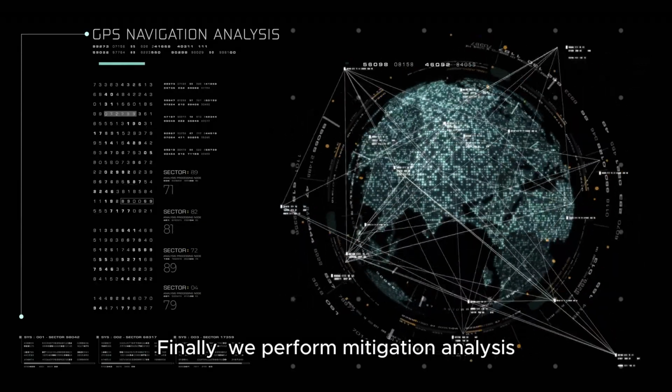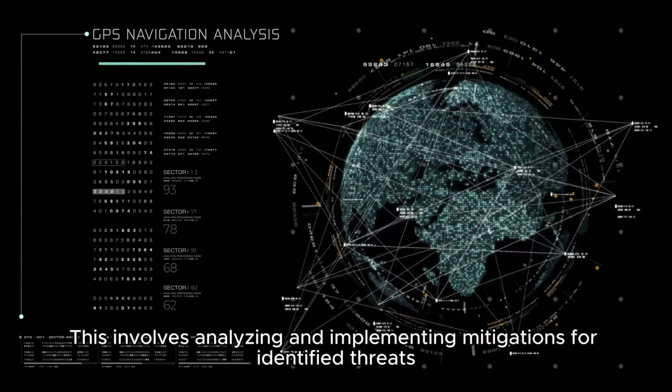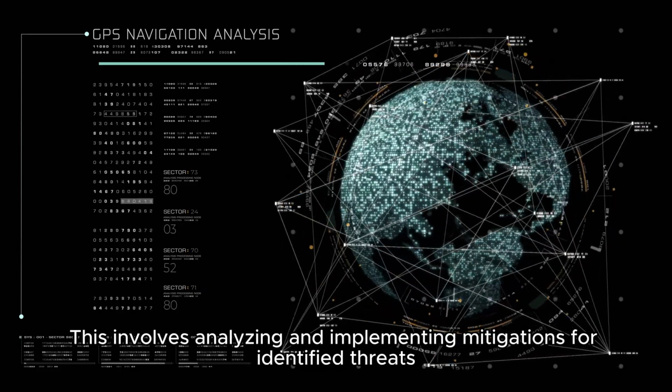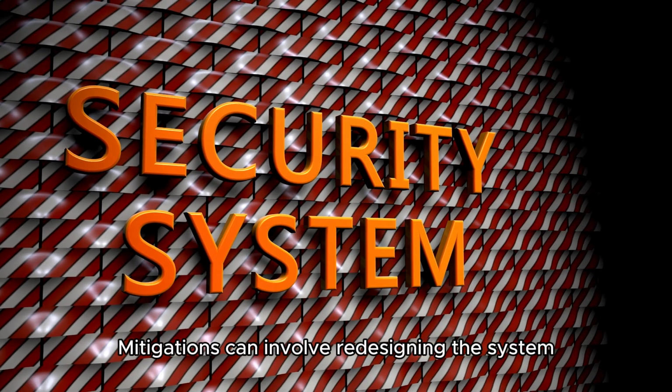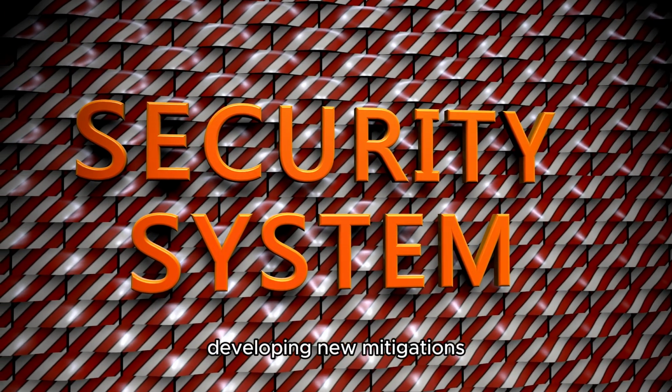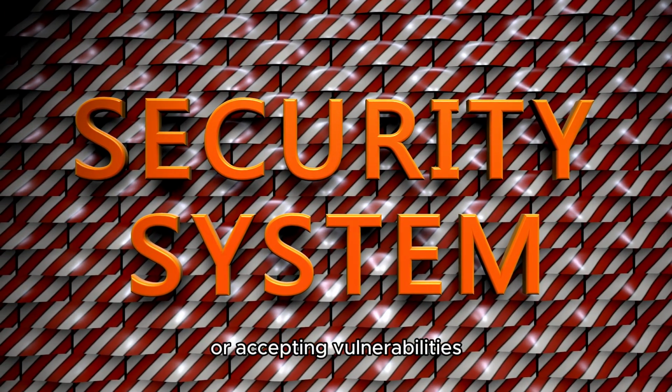Finally, we perform mitigation analysis. This involves analyzing and implementing mitigations for identified threats. Mitigations can involve redesigning the system, applying standard security controls, developing new mitigations, or accepting vulnerabilities.